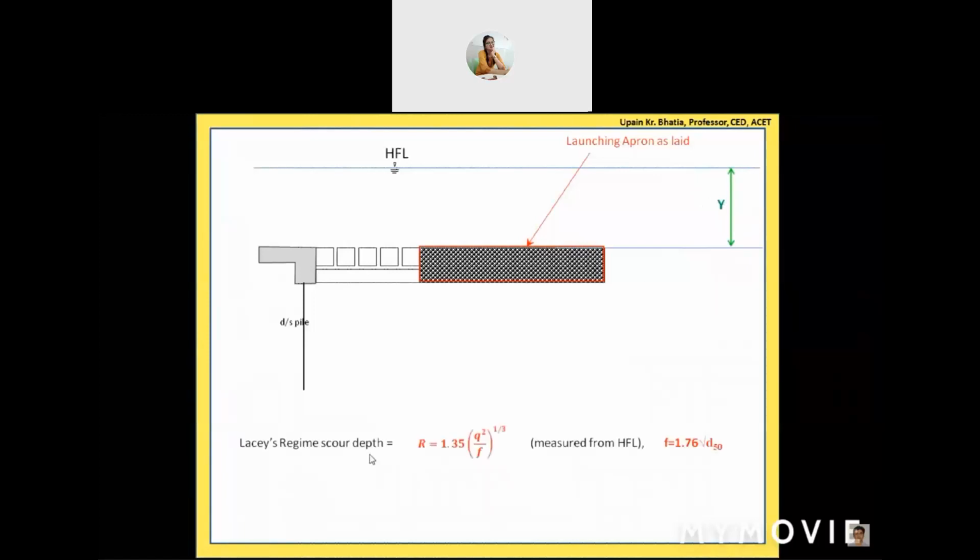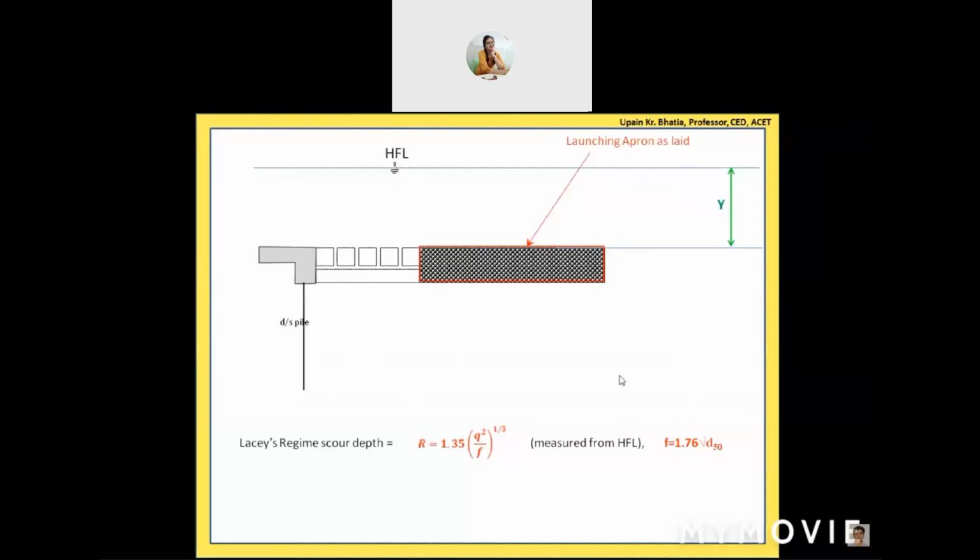Now Lacey's regime scour depth: if you calculate how deep this riverbed can go, for that Lacey has suggested this equation, R = 1.35 (q²/f)^(1/3). Okay, and it is measured from the HFL. So this R is the regime scour depth below this HFL. That means this R value is measured from this HFL in the downward direction.